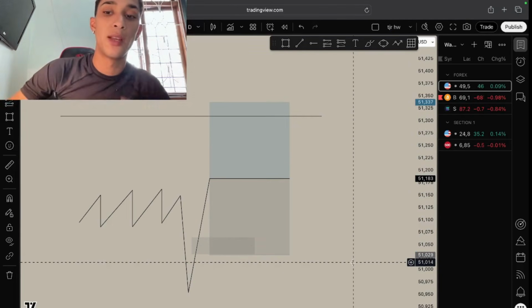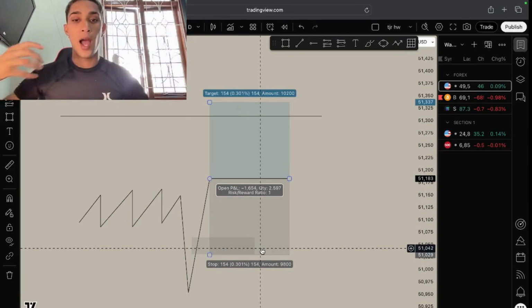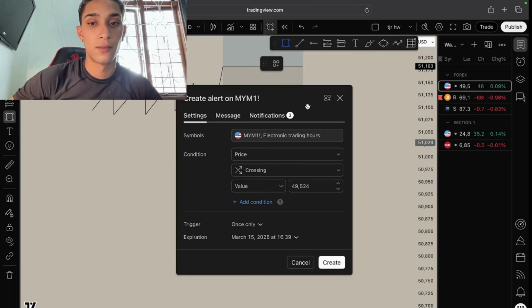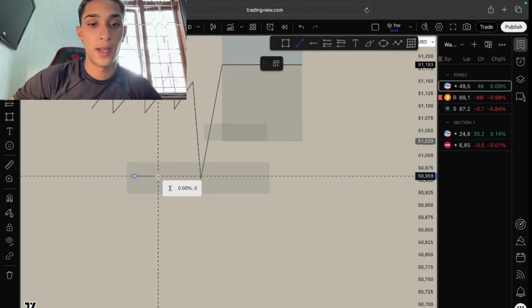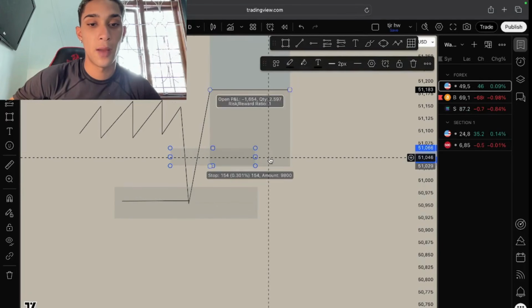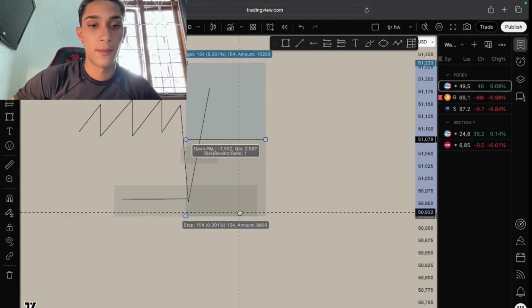But this is where the beginning of the discretion is going to come in, right? Because we are looking for a higher time frame liquidity sweep, which is right there. Get that here and here. Then we wait for this inversion fair value gap to be filled. And once we inverse, we want to enter.